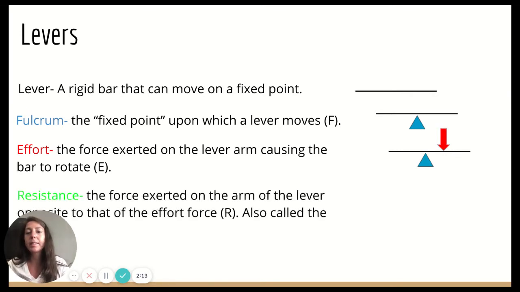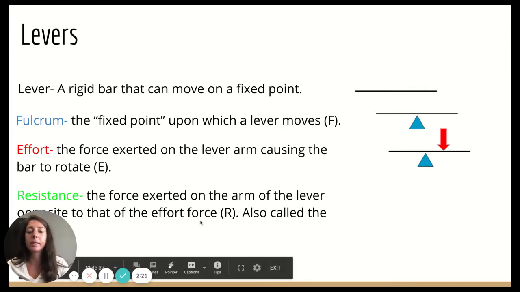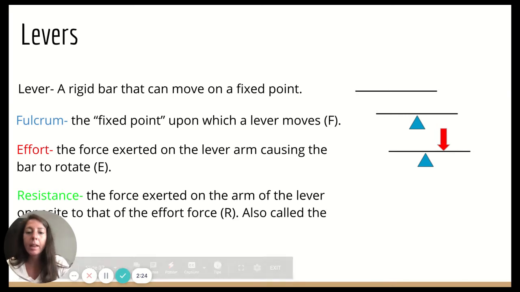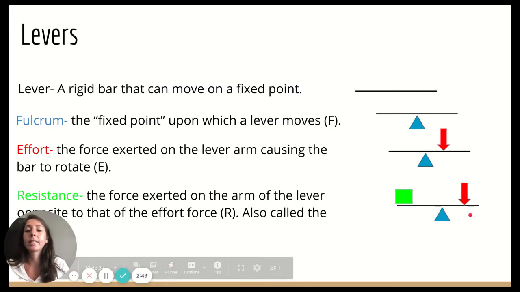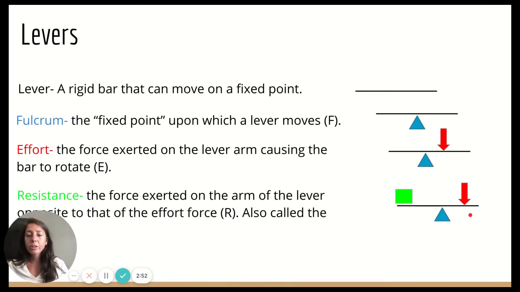And lastly, we have the resistance. This is the force exerted on the arm of the lever opposite to that of the effort force. We use an R to represent the resistance. You'll also see in a lot of diagrams that the resistance is referred to as the load, which sometimes can help make it make more sense. If we look at this block, it's a load on this bar. This block is going to be pulling down the bar this way, whereas the effort over here is pushing the bar the opposite way. So they have opposing forces, the resistance and the effort. These are just the parts of levers in general.